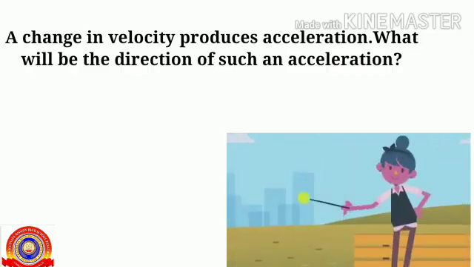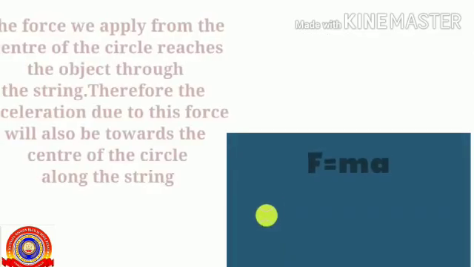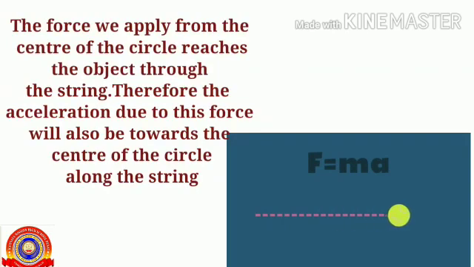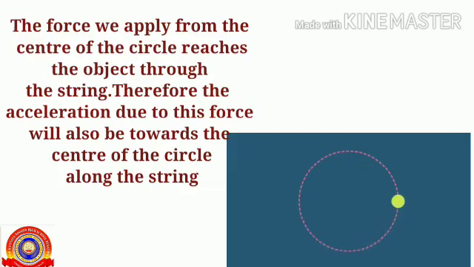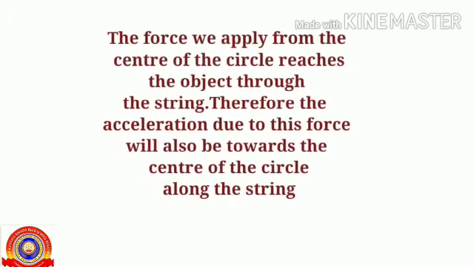Whirl a stone tied to a string. When this stone is in motion, from where does it get the necessary force for circular motion? And in which direction will be the force? Let's see. The force we apply from the center of the circle reaches the object through the string. Therefore, the acceleration due to this force will also be towards the center of the circle along the string. And this helps the stone to move along the circular path.